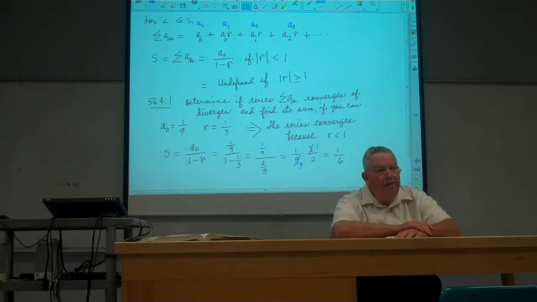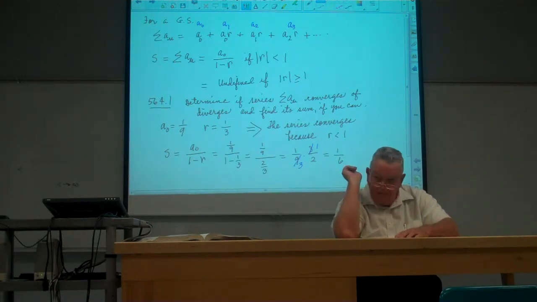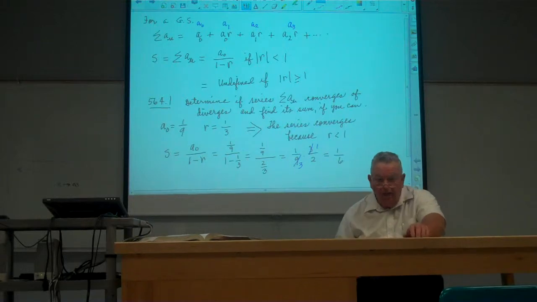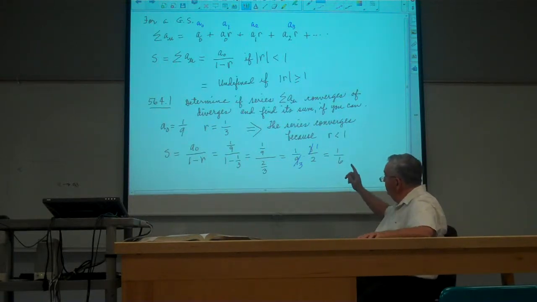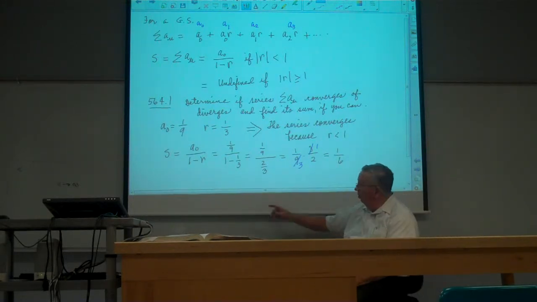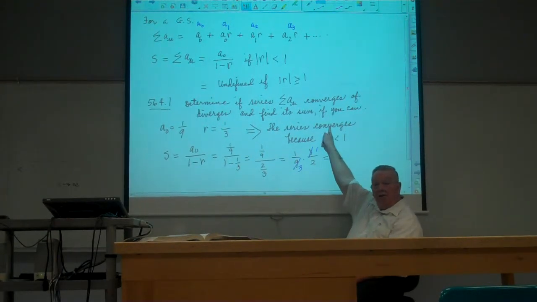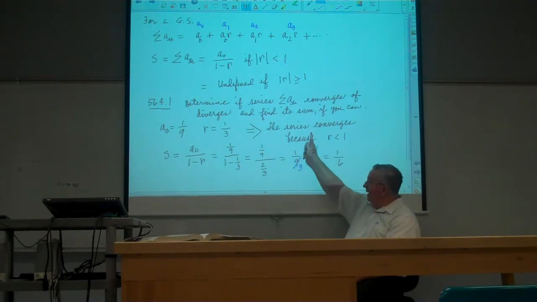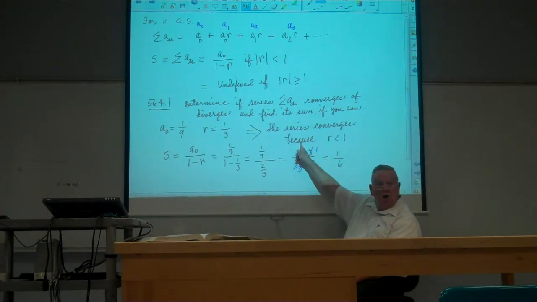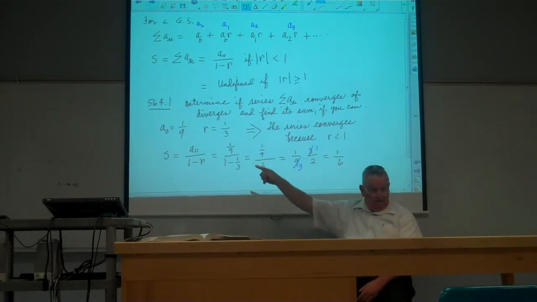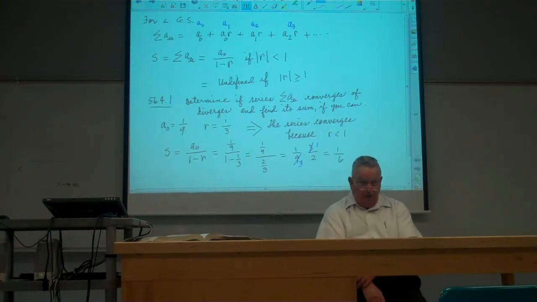So what you would say is, you would work that problem out like that, and then you would state, you have got to state for me, I need to see either the word converges or diverges, and then I need to see the word because. Okay? That's going to be the directions on the test.